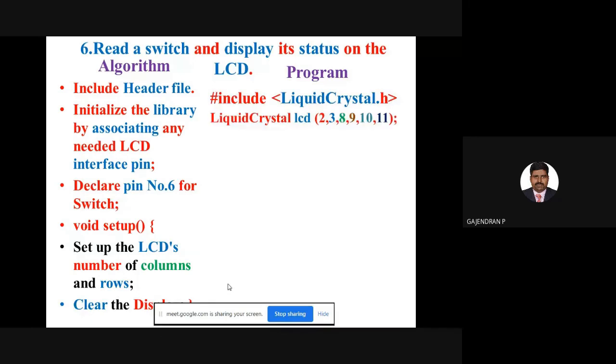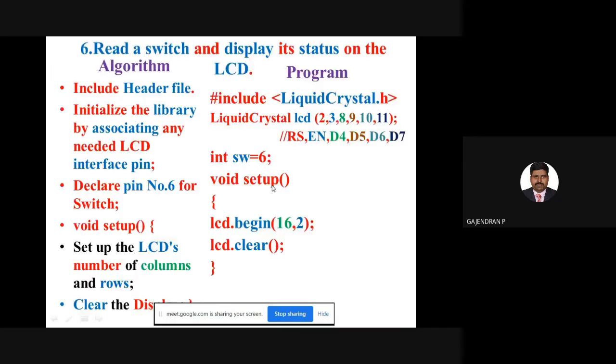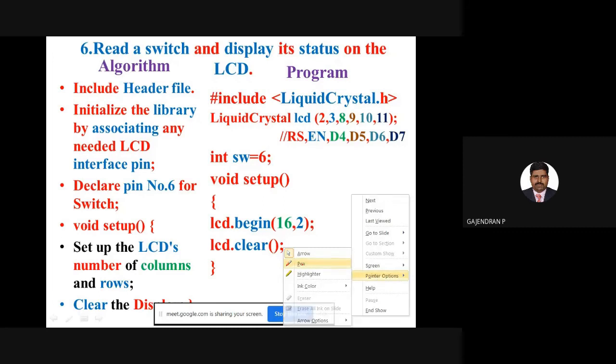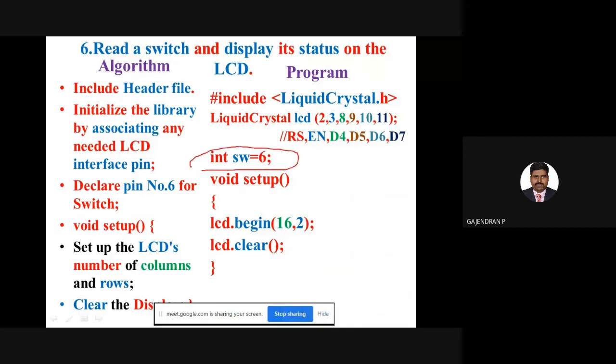See, in setup, I'm going to include only one line. It is a new command. Please make a note of it. Here, I'm going to declare the pin number of my switch. Declare the pin number. So pin number 6, I am going to connect the switch. This alone is the new thing we are going to include.